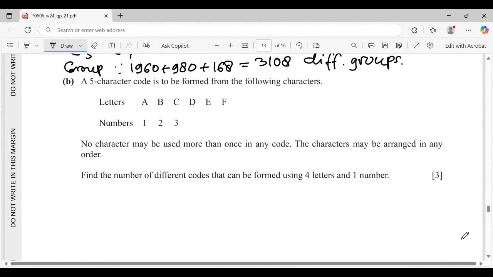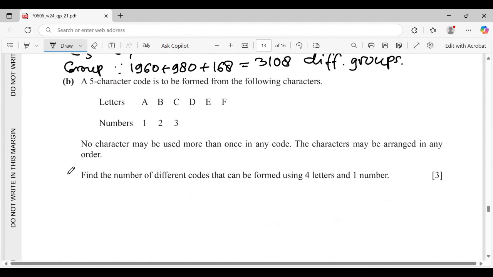A 5-character code is to be formed from the following characters: letters A, B, C, D, E, F, and numbers 1, 2, 3. No character may be used more than once in any code. The characters may be arranged in any order. Find the number of different codes that can be formed using 4 letters and 1 number.